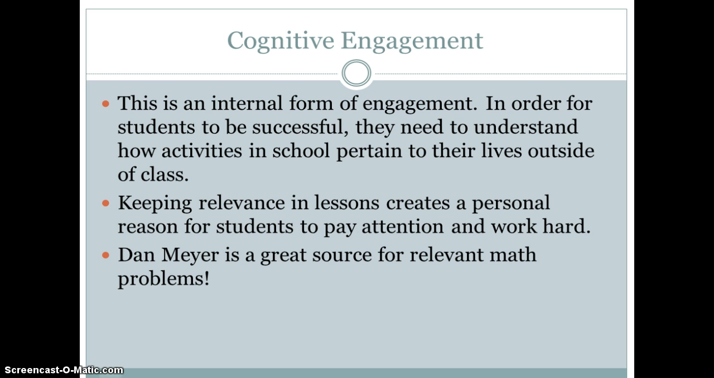Moving on to internal forms of engagement, first we have cognitive engagement. In order for students to be successful, they need to understand how activities that they are doing in school pertain to their lives outside of class. Keeping relevance in their lessons creates a personal reason for students to pay attention and work hard. Dan Meyer has great examples of problems for math.